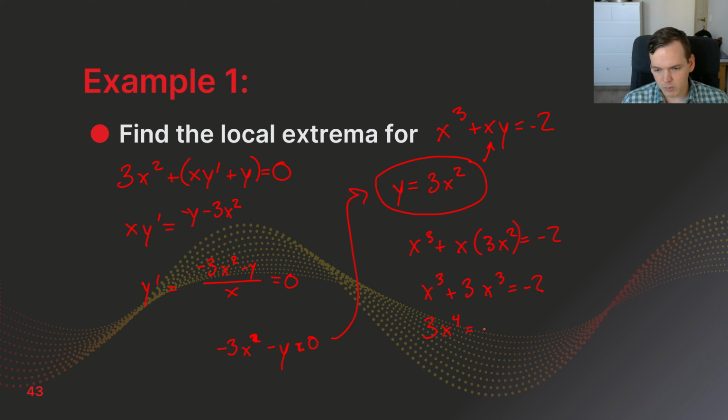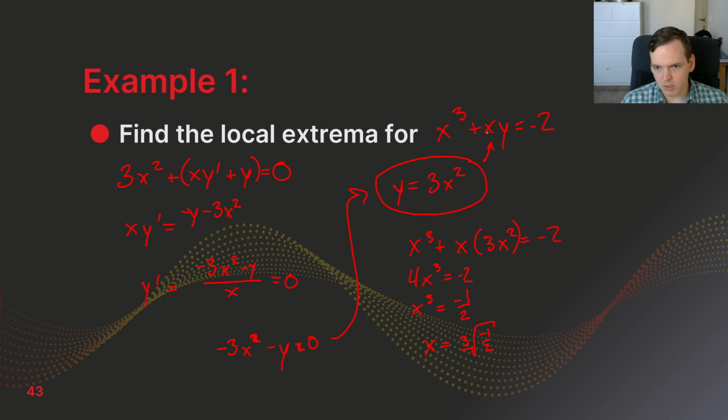Negative 2x cubed is equal to negative 2... I've made quite the mess here. Let me clear this out and start that again. This would be negative 2x cubed is equal to negative 2. x cubed is equal to 1. So x is equal to the cube root of 1. So this is one of our critical points.